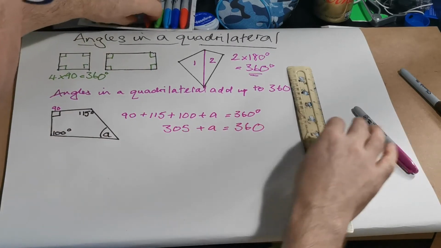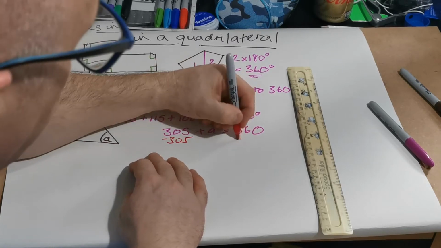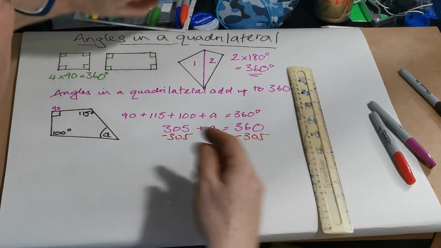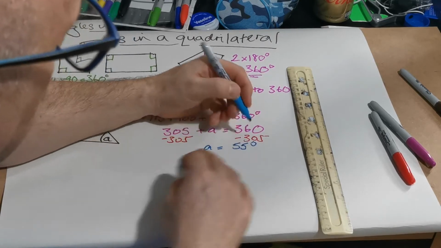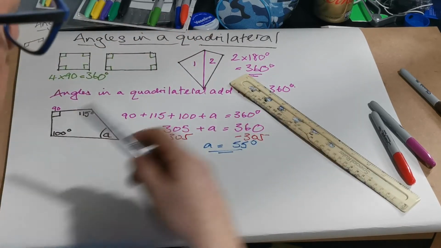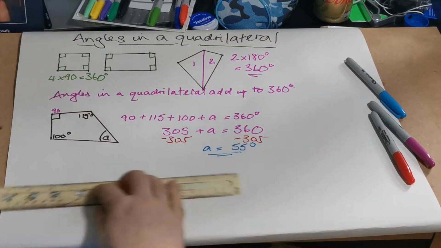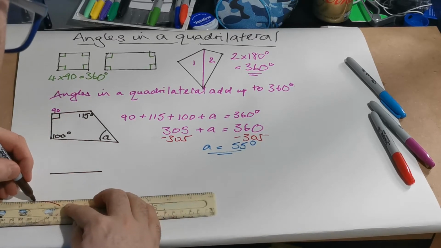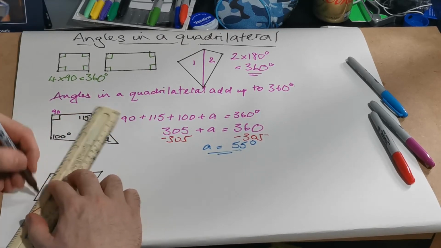So taking 305 from both sides, I would get that A was 55 degrees. So that's a typical question where you're given three angles and you have to work out some more. Now you could get some of the more regular quadrilaterals. For example, we might get this shape, which is a parallelogram.